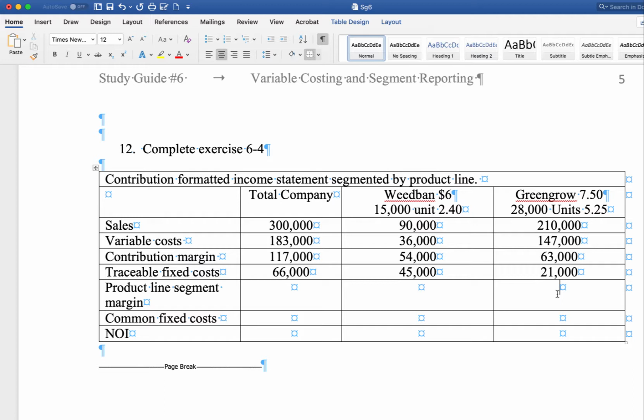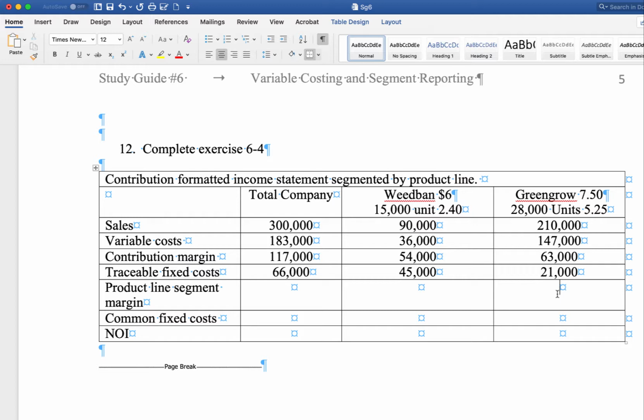Same thing with CEO salary, right? He or she is the CEO. They've got to run the company, right? If we get rid of a segment or a product line or a division, that CEO is still going to be there running whatever's left.